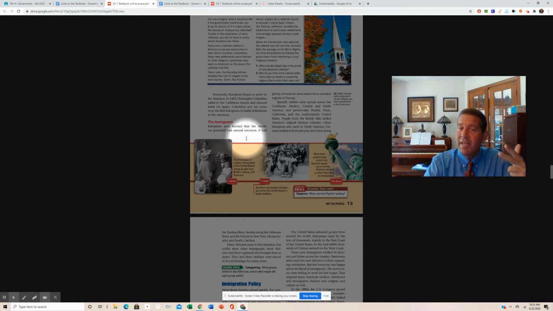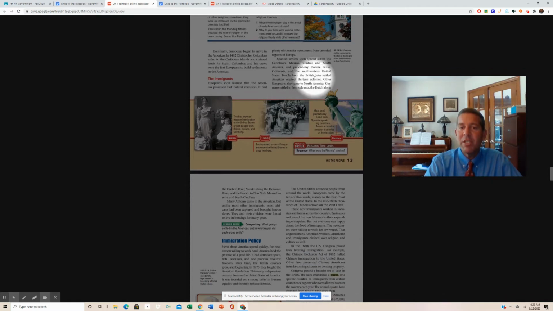Now, there were lots of Native Americans who lived here, and it was a bloody and brutal story that many of these Europeans killed the native peoples who lived here to take this land. But very quickly, the text says, Spanish settlers spread across the Caribbean and Mexico and Central and South America and some parts of what is today the United States, like Florida and Texas and California.